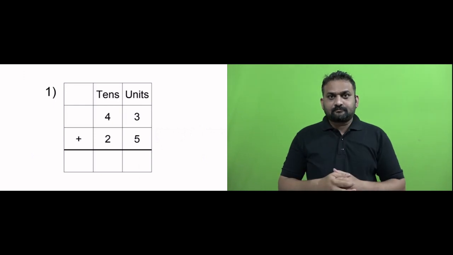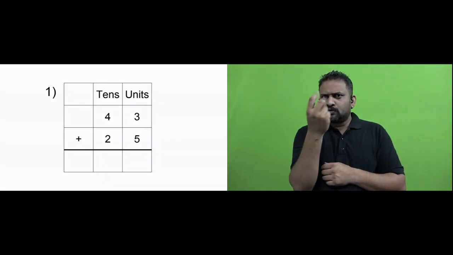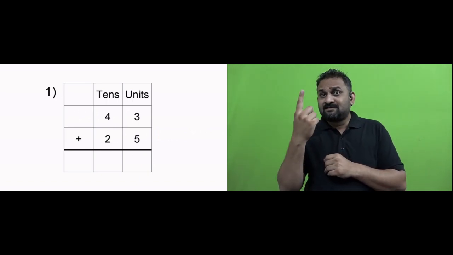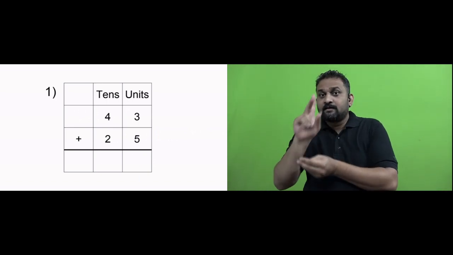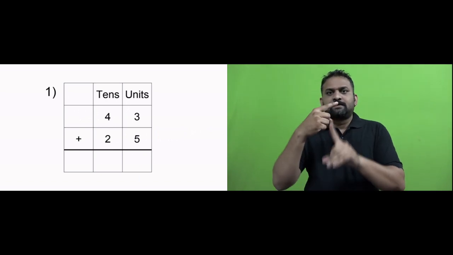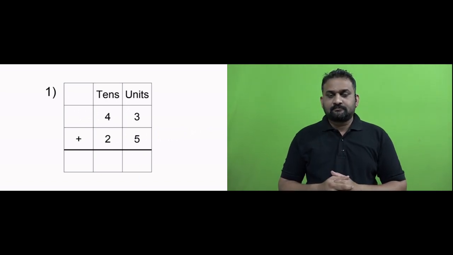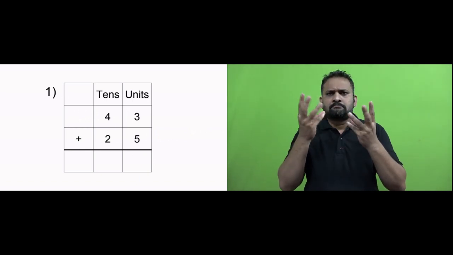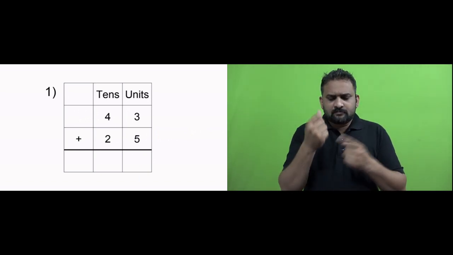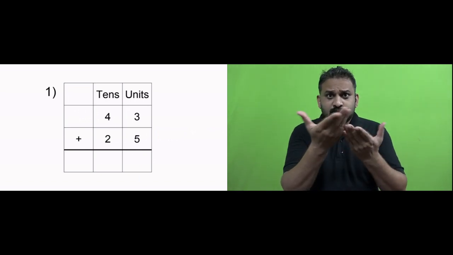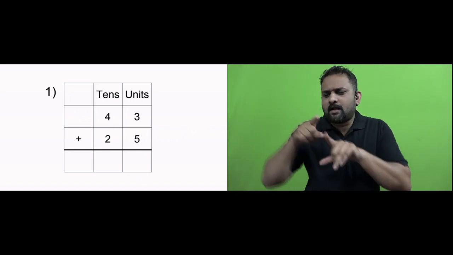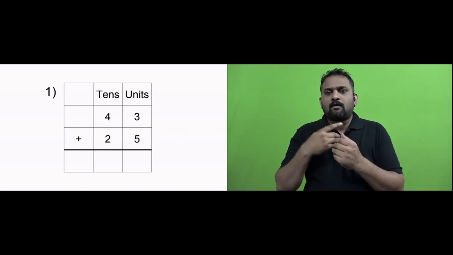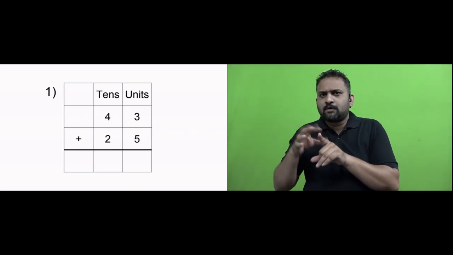The first sum. Now when we have two-digit numbers, the first thing we need to do is add the numbers in the units place. So we need to add 3 plus 5. Children, some of you will add these numbers in your head. Some of you will use your fingers to help you. And some of you will draw lines. For this sum, we're going to draw some lines to help us add the numbers.